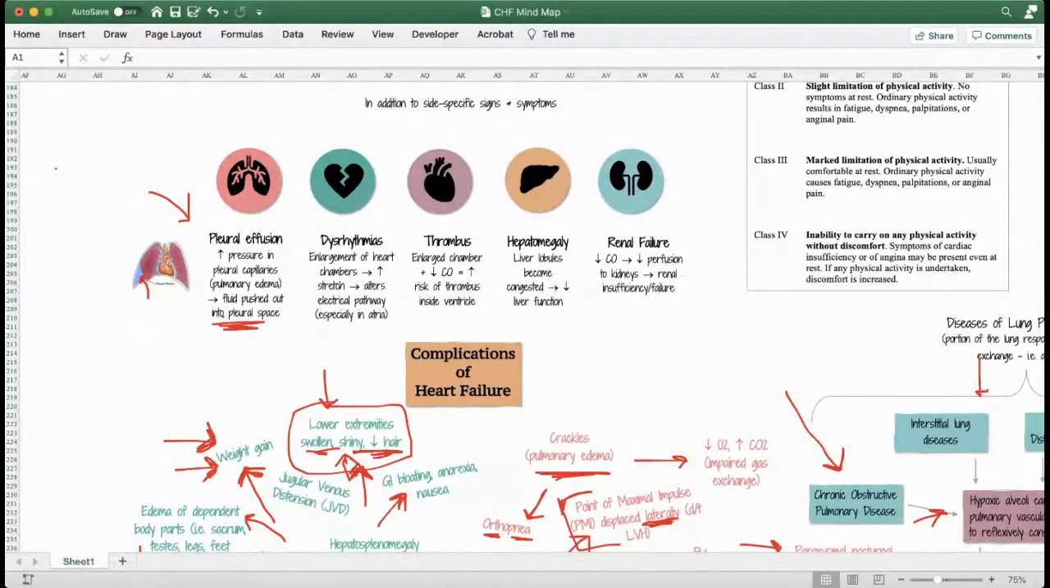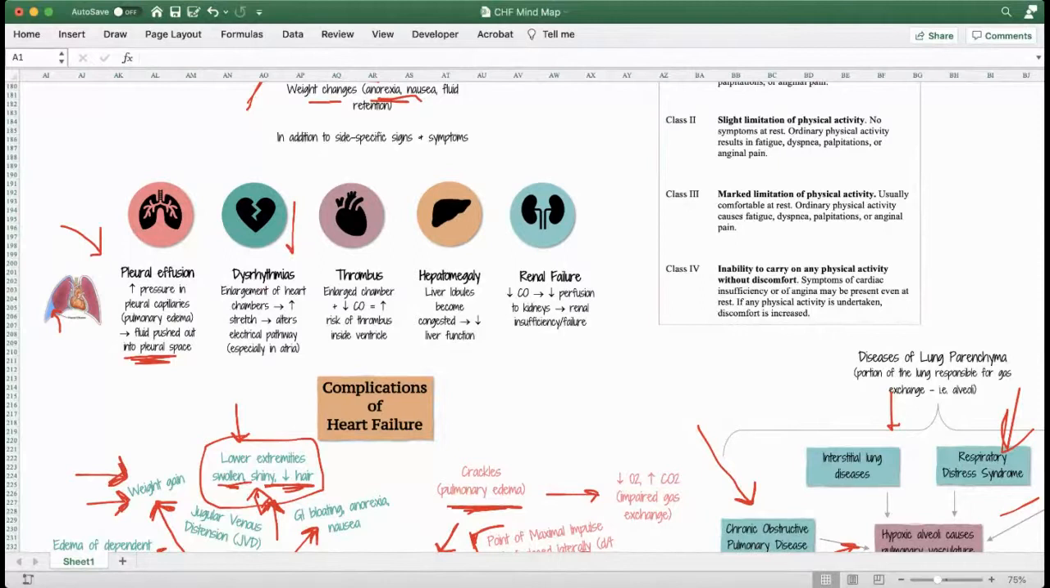Some of the other end-organ problems are dysrhythmias. When you have an enlargement of the heart chambers, whether it's the left or right ventricle, it's going to stretch out, right? When it stretches out, it actually alters those electrical pathways. The impulses that we talked about yesterday aren't able to find their normal path to trigger the heart. And that's where you end up with dysrhythmia. Oftentimes, atrial fibrillation is a big one that will result from heart failure or an MI.